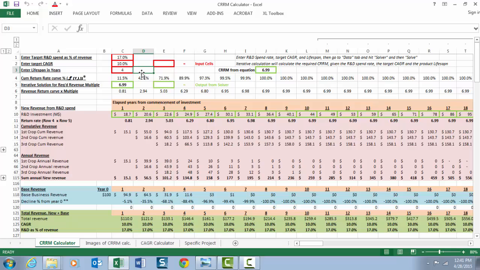For those of you who have read the book, you will know that we are also capable of solving for the CRRM through use of a formula. And let's quickly look at that formula.